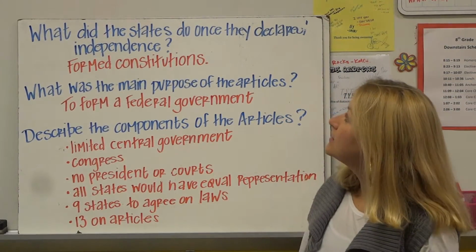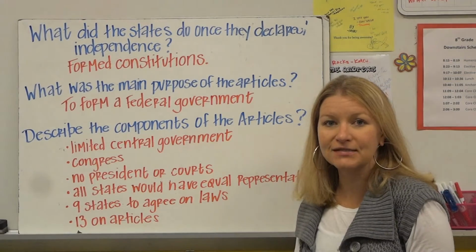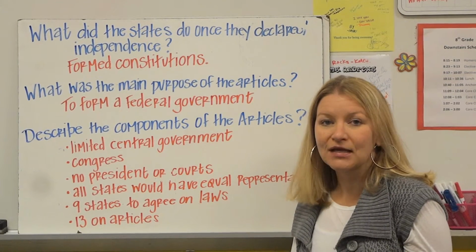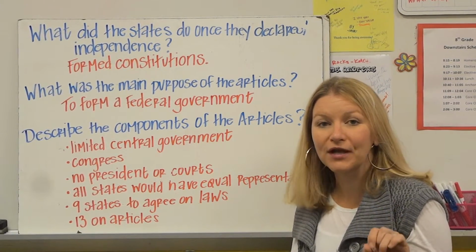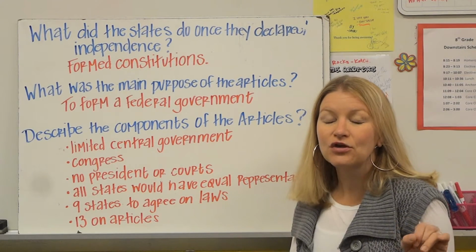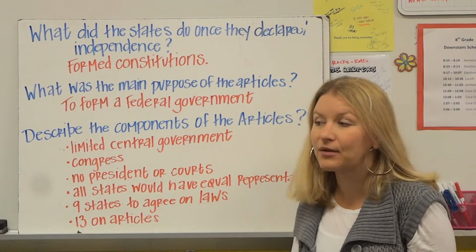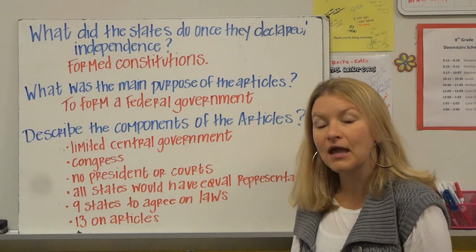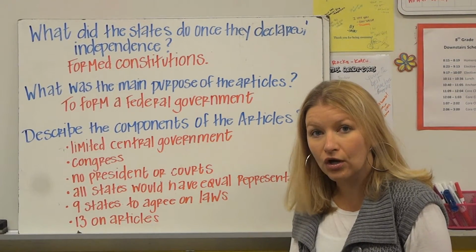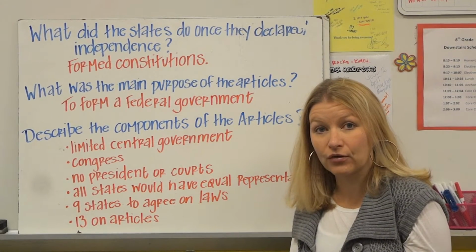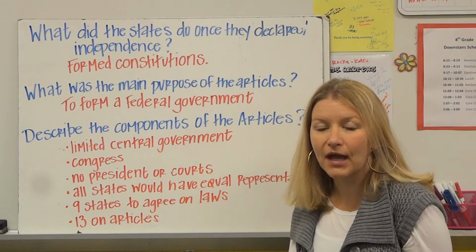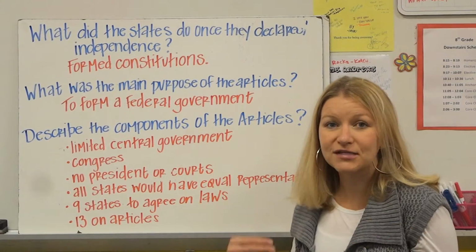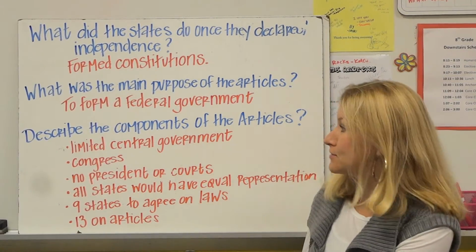So next up, what did the states do once they declared independence? That very first step in this whole government is the state constitutions, those individual state constitutions. Remember that North Carolina's was in November of 1776, so it was really shortly after we declared independence from Great Britain. What was the main purpose of the Articles? To form that federal government. Now, they did not want the federal government to be very strong, which we looked at in those individual 13 articles. A lot of the powers that the federal government had were not necessarily the greatest powers. The greatest powers were set aside for those individual state governments.